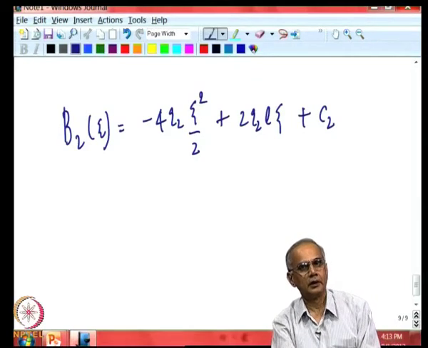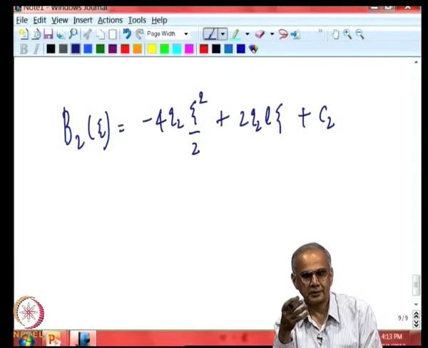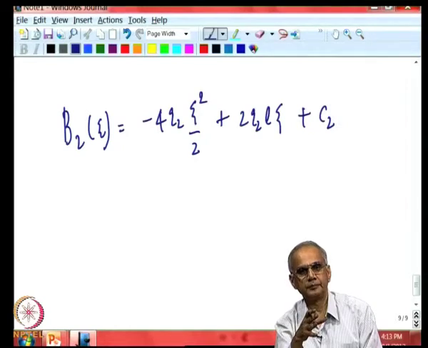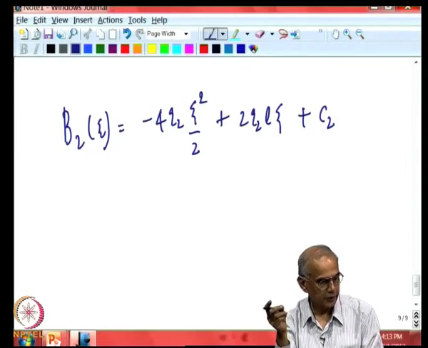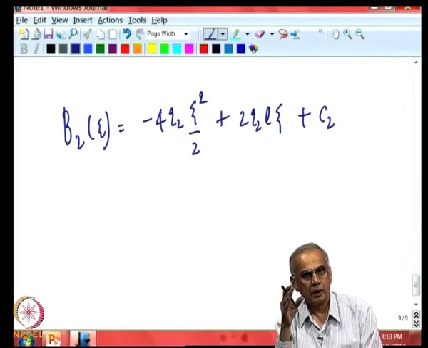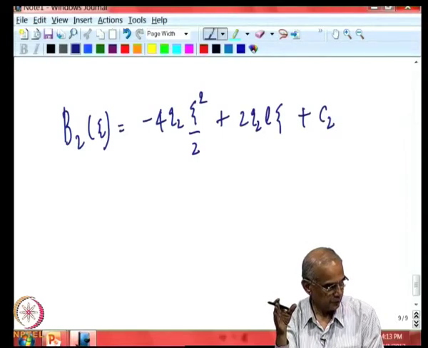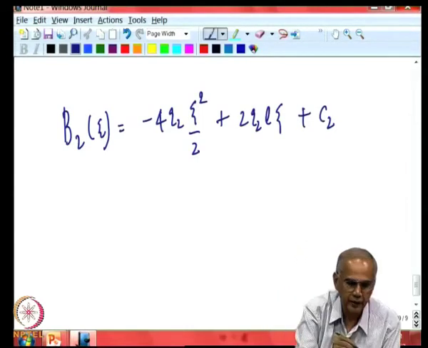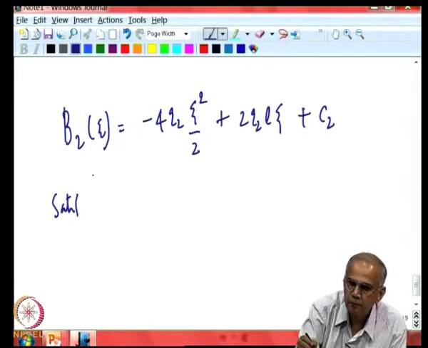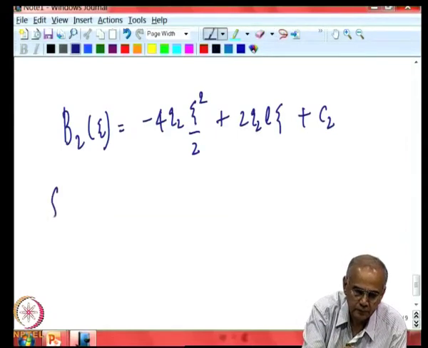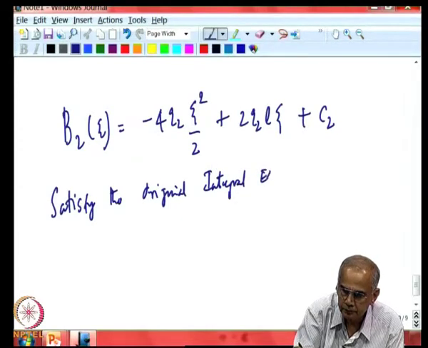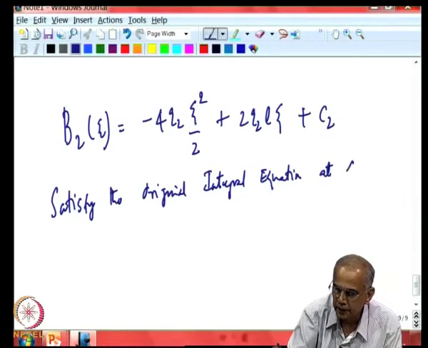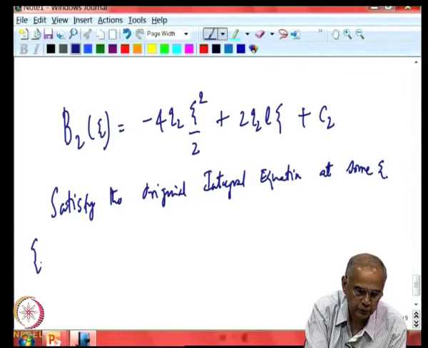How do you find this constant? We do not see any other boundary condition which is easily available. We exploited symmetry, but we have no boundary condition either at x equals 0 or x equals L. But although we do not have a boundary condition, the original integral equation that we wrote down has to be satisfied at all points. So, one way to do it is to satisfy the original integral equation at some psi. Let us take psi equals 0 just for convenience.